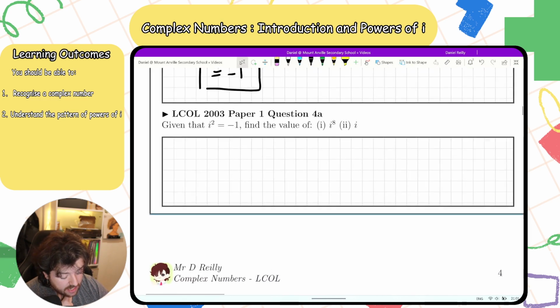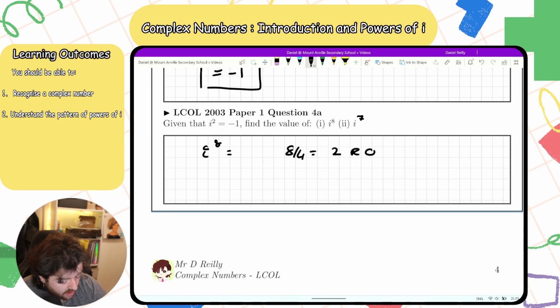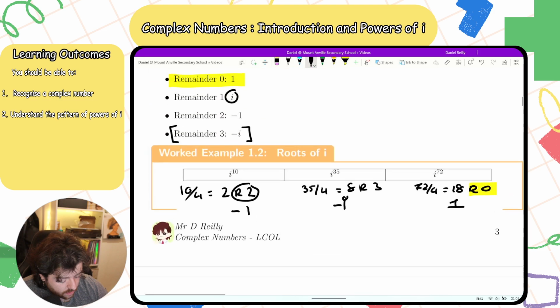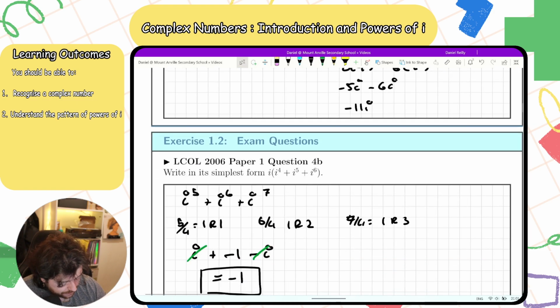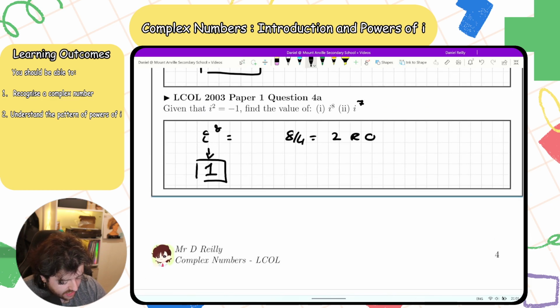Right. 2003, paper 1, question 4a. Given that I squared is equal to minus 1, find the value of I to the power of 8 and I think that was actually meant to be like I to the power of 7 or something, but we'll just do the first part. So this came up in 2003, like 20 years ago, so it hasn't come up in a while. I to the power of 8, so 8 divided by 4 is equal to 2, remainder 0. If it has a remainder 0, that means this just goes to 1. It goes to positive 1, and that is my answer.